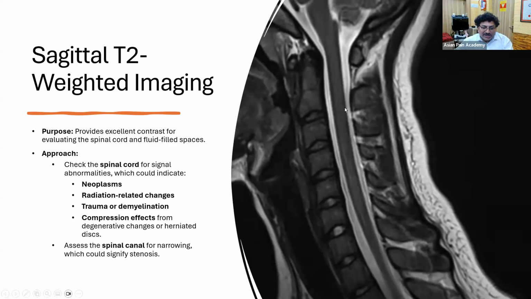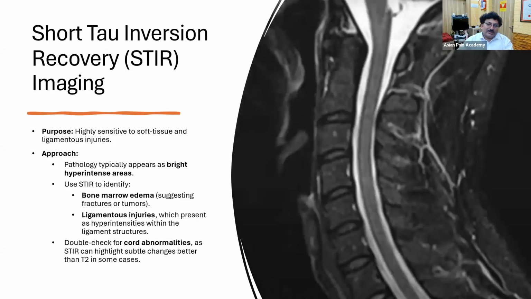So there could be whitish areas within the vertebral body. Then there could be neoplasms. There could be radiation-related changes. There could be trauma or demyelination. There could be a compression effect. So everything can be seen under the T2 weighted image.